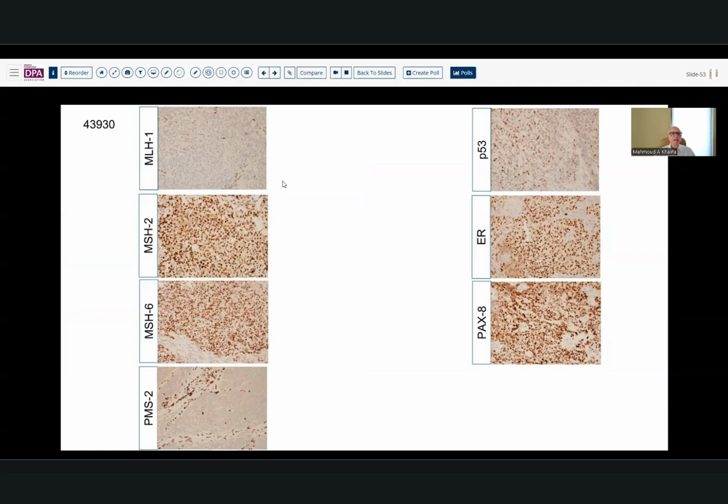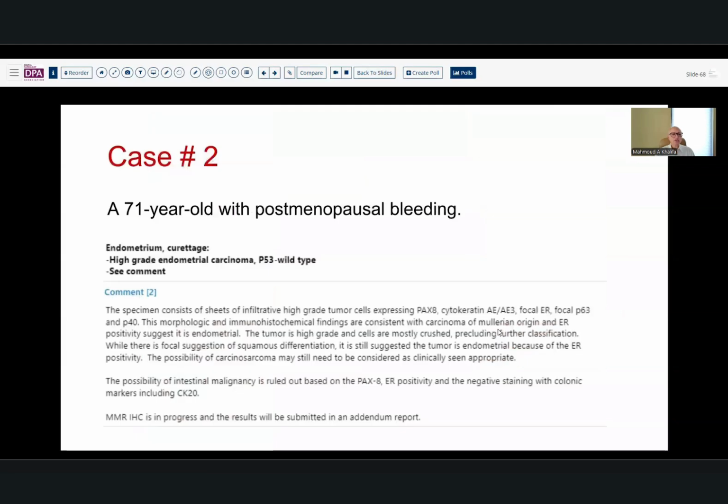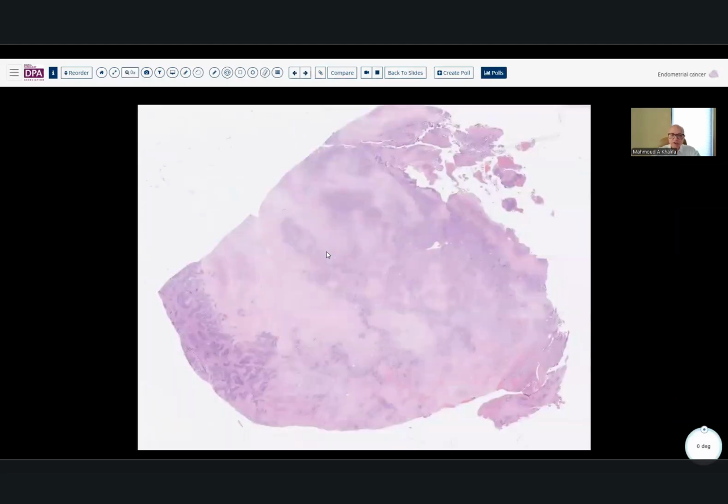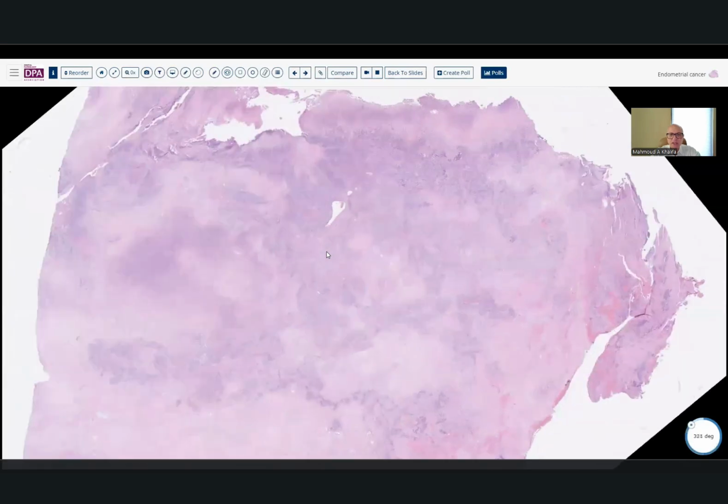In this case, the MMR proteins were deficient, MLH1 and PMS2 were deficient. They did P53, and you can see some cells are positive, some nuclei are negative, so this will be wild. So this will be an example of negative P53 or wild P53. ER was positive and PAX8 was positive. So this case was signed out as high-grade endometrial cancer, P53 wild. I received the hysterectomy, and you can see there's a lot of necrosis.